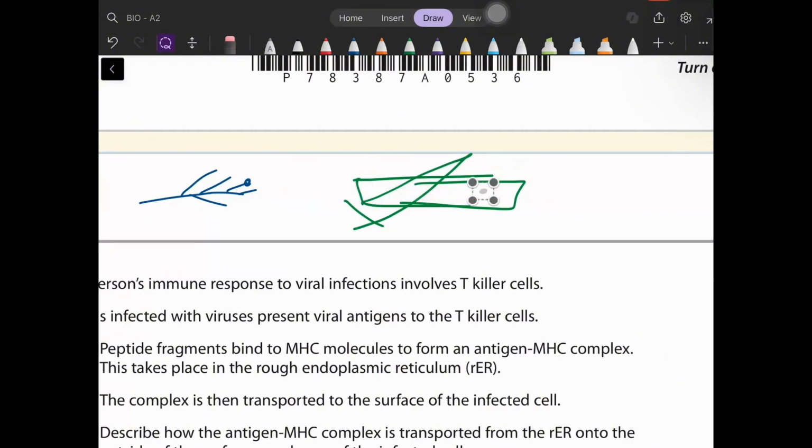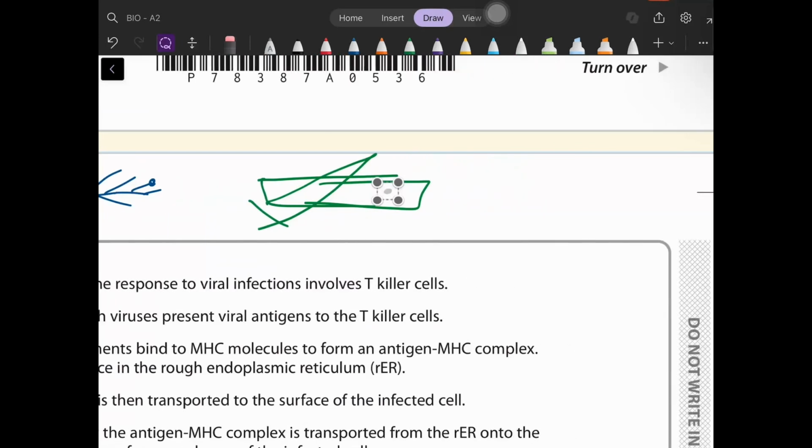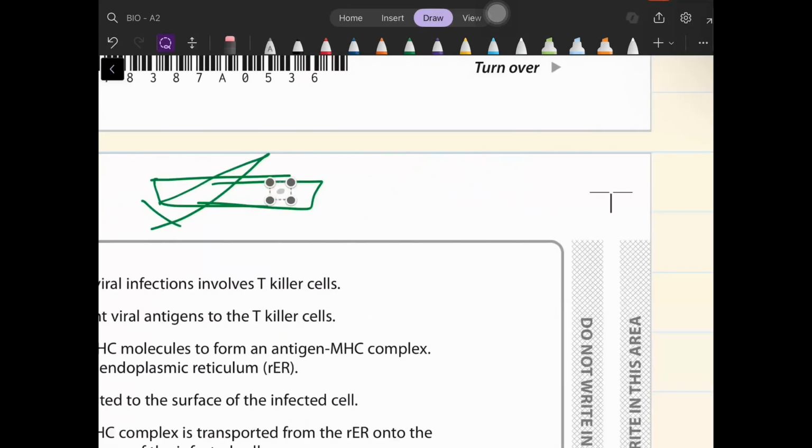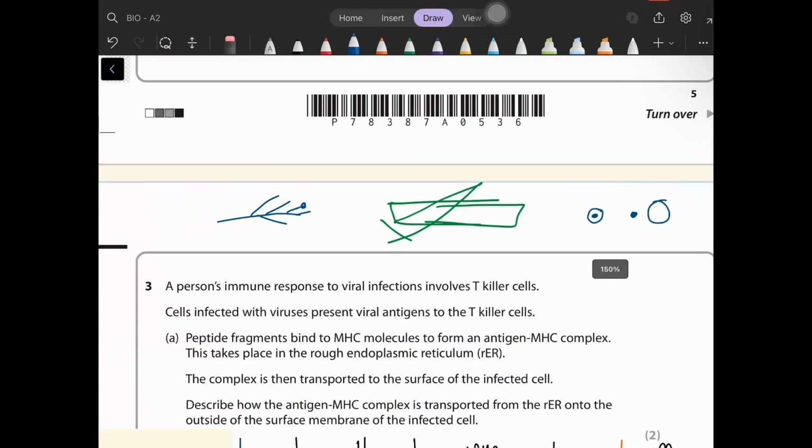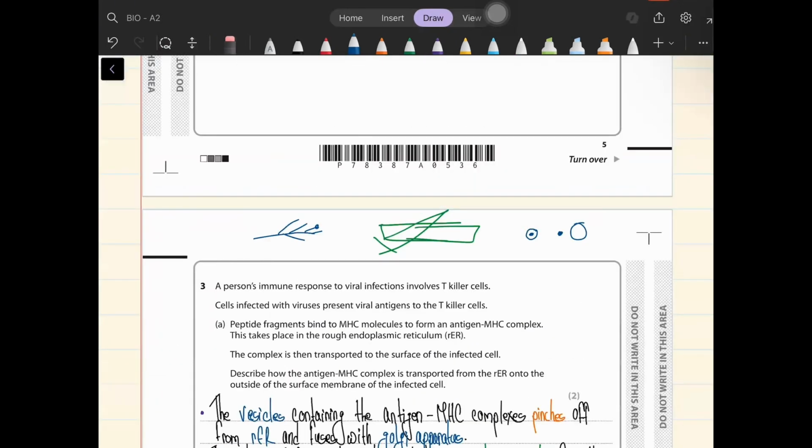After that, the antigen MHC complex gets packed into secretory vesicles from the Golgi apparatus, right? From there, it fuses with the cell surface membrane of the cell and releases its antigen MHC complex on the cell surface membrane. This is the process that I have described over here. So yeah, we'll take a look at it.